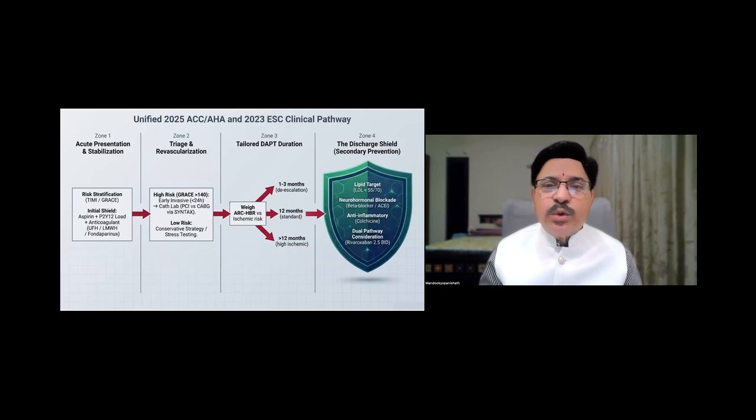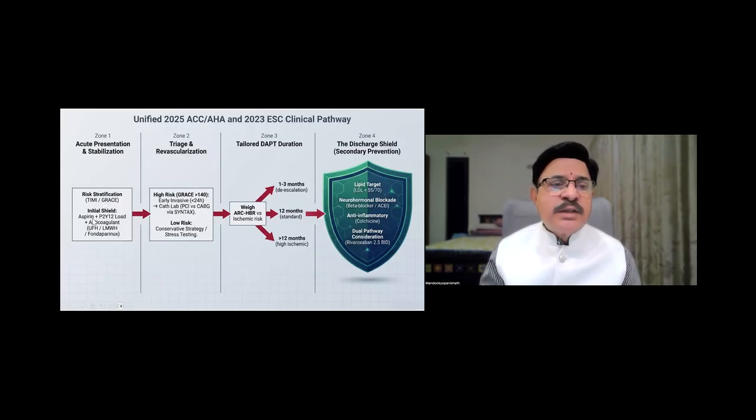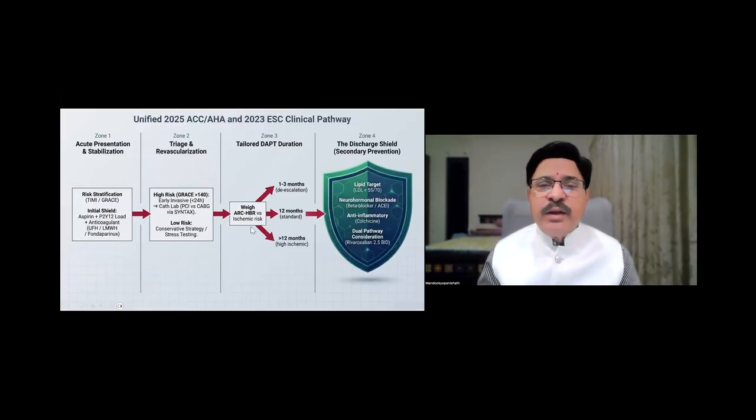Now, zone 1, zone 2, zone 3, zone 4. Zone 1, acute presentation: stratification with TIMI and GRACE, and aspirin, clopidogrel, anticoagulant fondaparinux. High risk, GRACE score more than 140, goes to the cath lab within 24 hours, whereas within 2 hours for those with STEMI. Low risk, conservative strategy, stress testing. Then now you have the tailored approach.